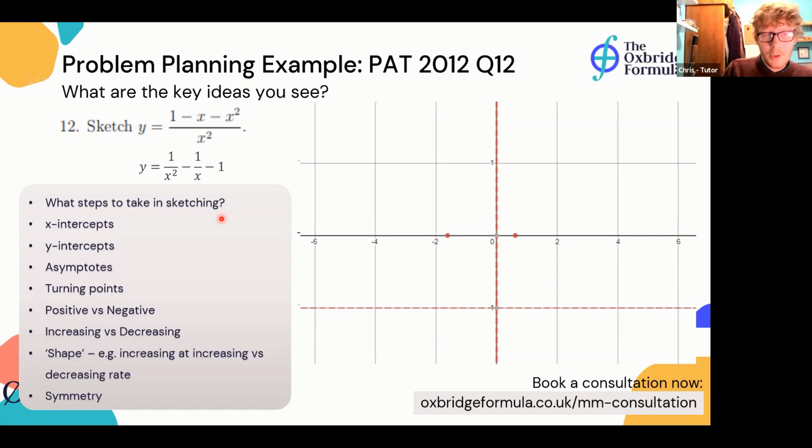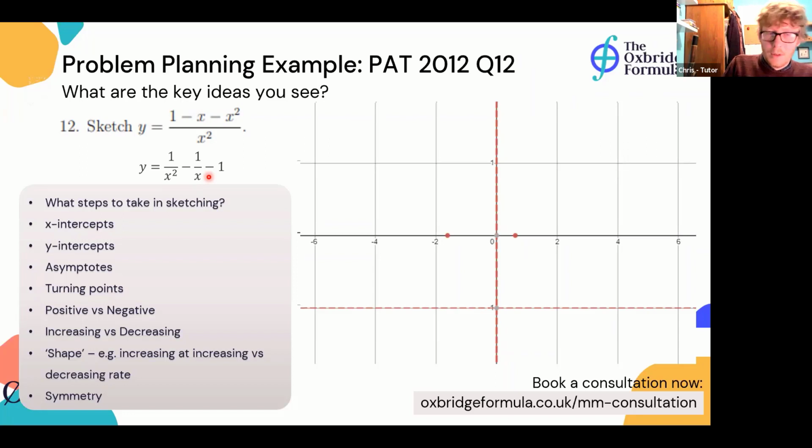There's one more thing which you tend to get marks for, which is turning points, which a lot of people mentioned in the chat. We've now written y in two different ways. We've got two forms of the function. And when we find turning points, we normally differentiate. So which of these is going to be easier to differentiate?